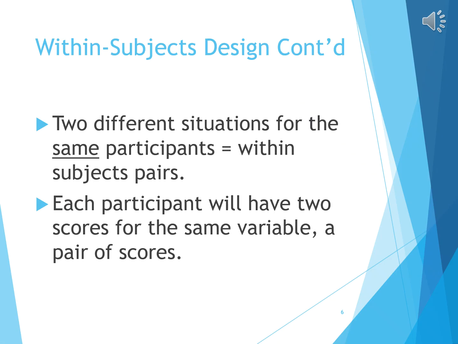So the terminology here is, again, the same participants are participating in two different kinds of situations or conditions. And so each participant will have a pair of scores, the pre-test score and then the post-test score. And those are a pair of scores that are dependent on one another. They're not completely independent, because knowing something about a participant's pre-test score should give you an idea about what their post-test score should look like.